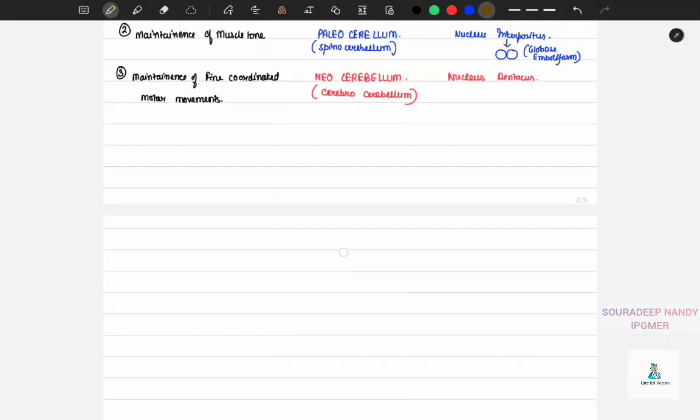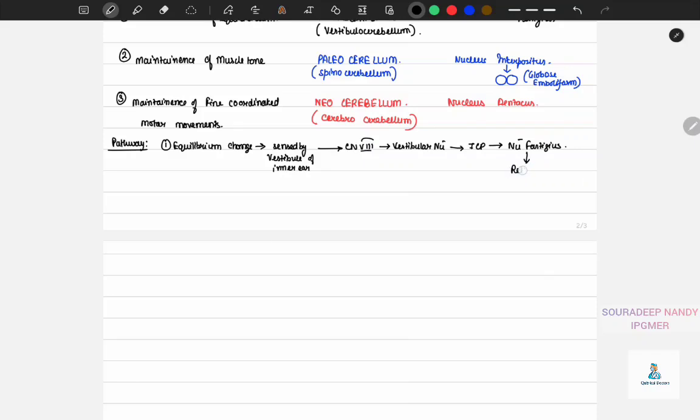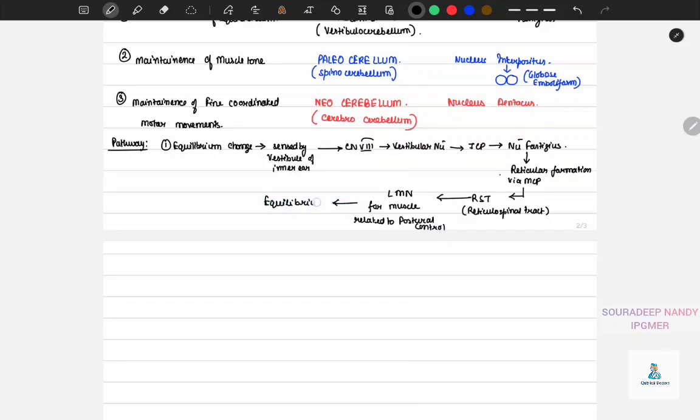So let us again discuss all the pathways. So for equilibrium, pathway number 1: change sensed by the vestibule of the inner ear, cranial nerve 8, that is the vestibulocochlear nerve, vestibular nuclei present in the medulla, then via the inferior cerebellar peduncle it goes to the nucleus fastigius, which gives information to the reticular formation via the middle cerebellar peduncle, which gives information to the reticulospinal tract, which gives supply to the lower motor neuron for muscle related to postural control. Equilibrium maintained.